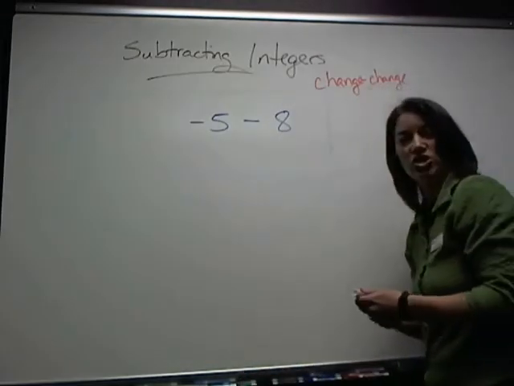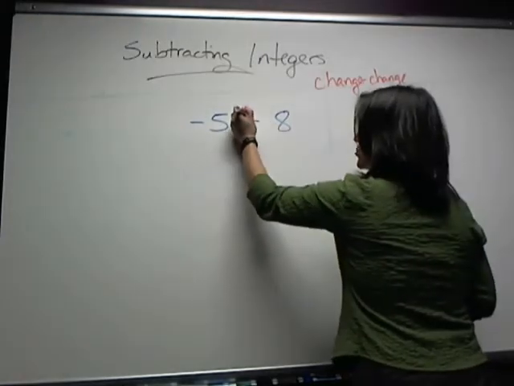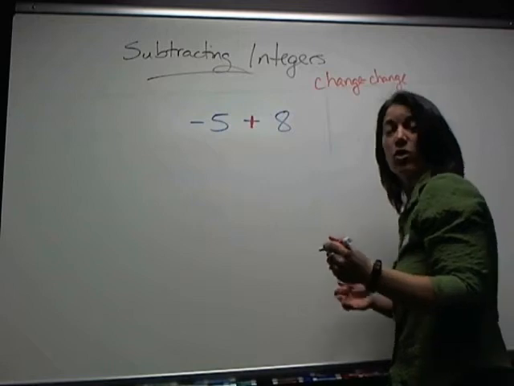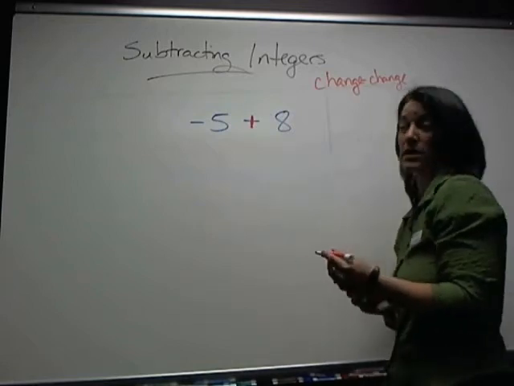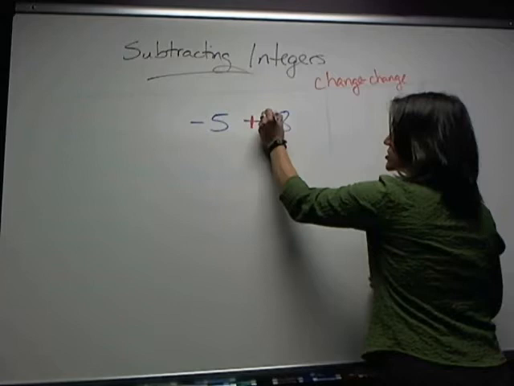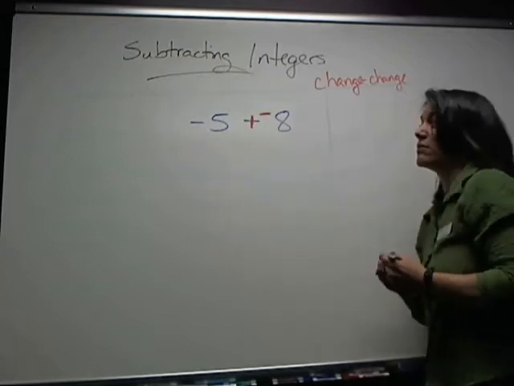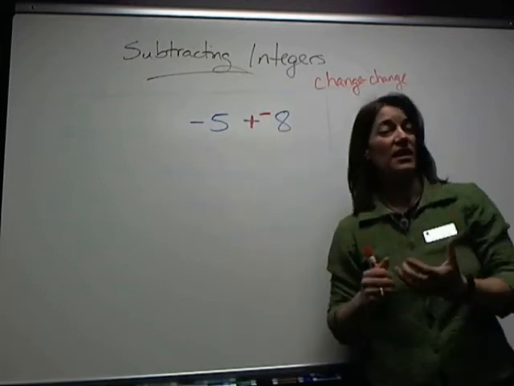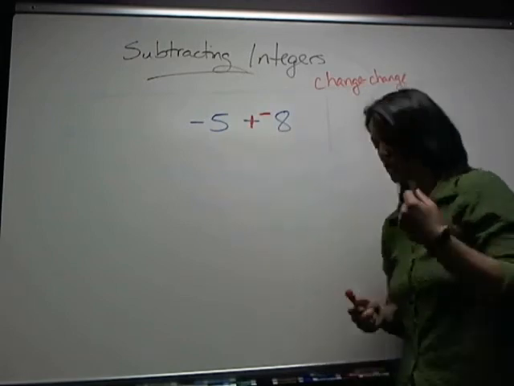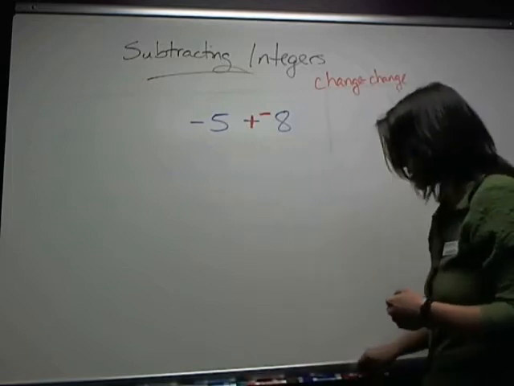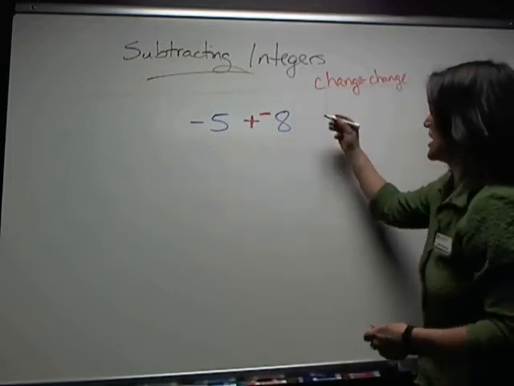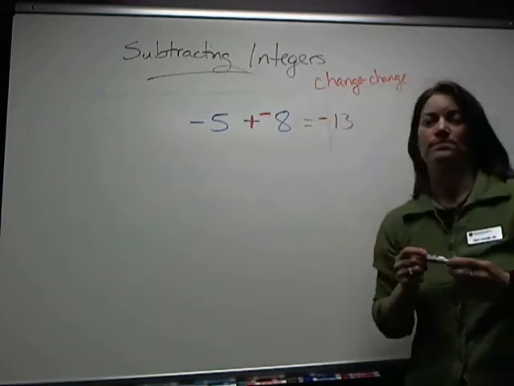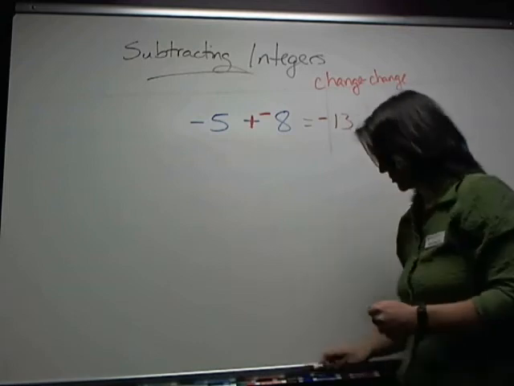So I'm going to do my change. I change the subtraction into addition, and then I change the sign on the number that's after it. Always the number that's after, and that's the only number. So the 8 was positive, so I make it negative. So now my problem is negative 5 plus a negative 8. I have a negative plus a negative. When we have two of the same signs, we add the numbers and keep the sign. So the answer here is going to be a negative 13. Using change.